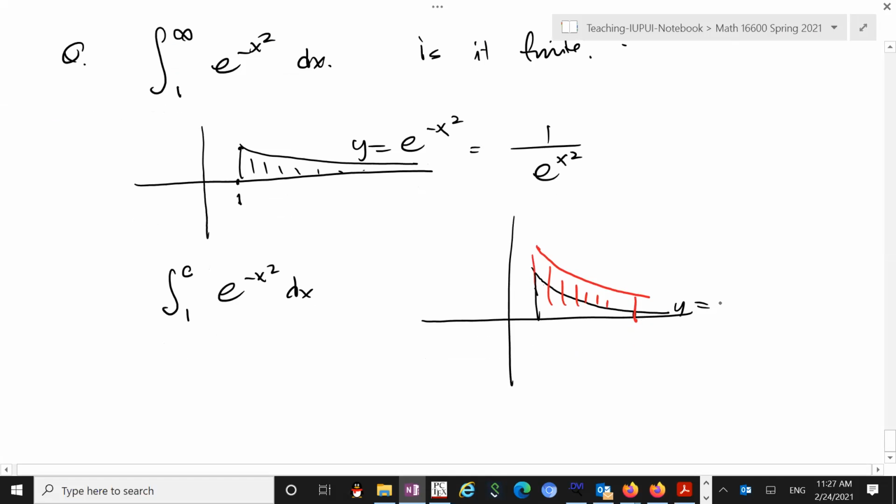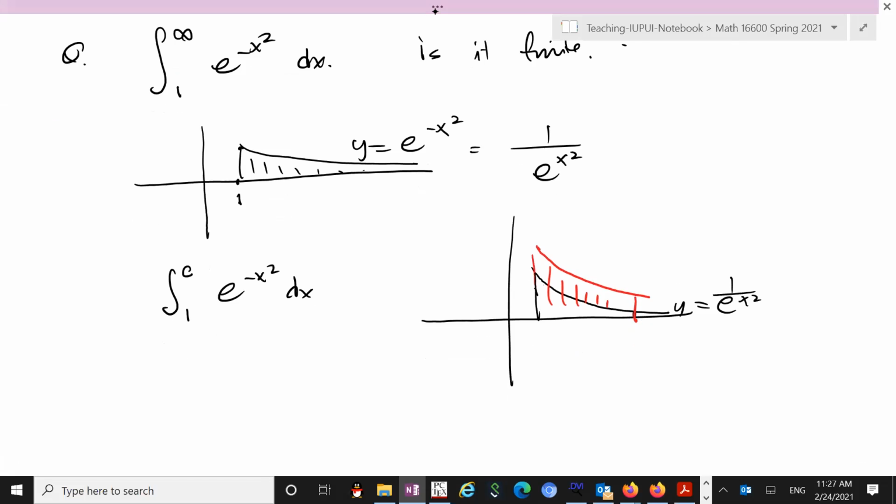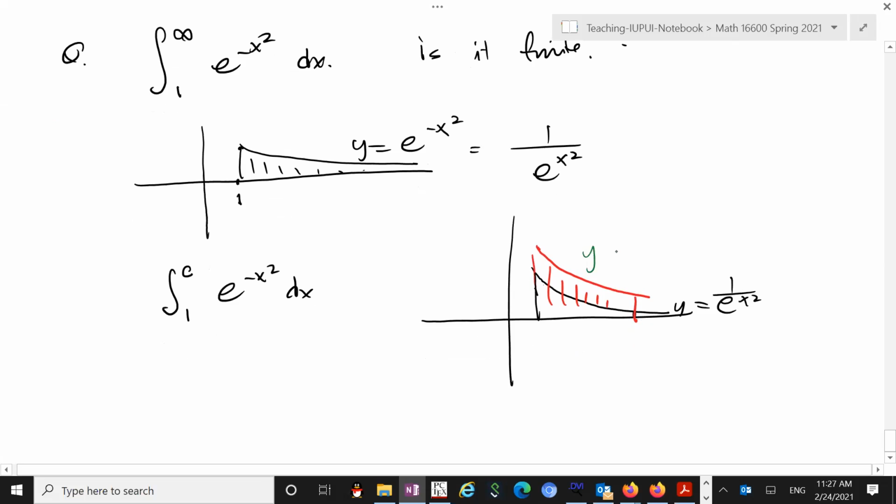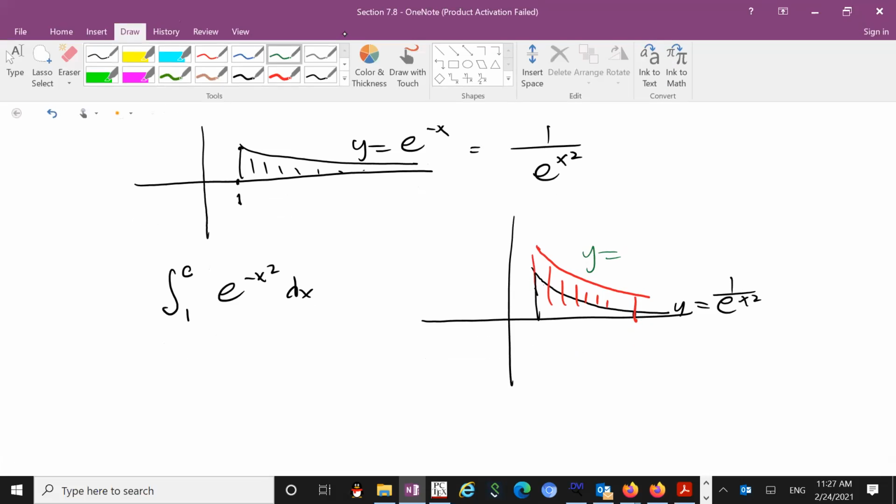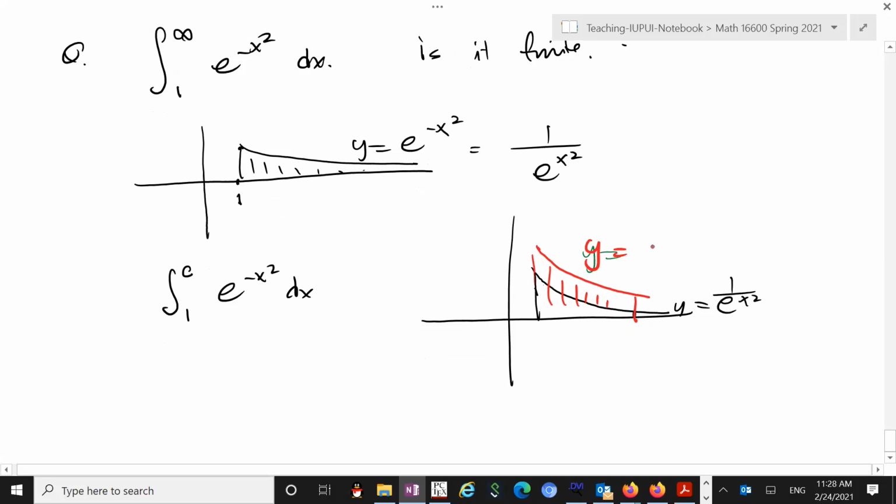So what I'm going to do is compare those two, okay? So this one is y equals 1 over e to the x squared. The other one, to make it easier, y equals 1 over e to the x, because I can handle 1 over e to the x. And which one is larger? I think 1 over e to the x squared is less than 1 over e to the x. Okay.